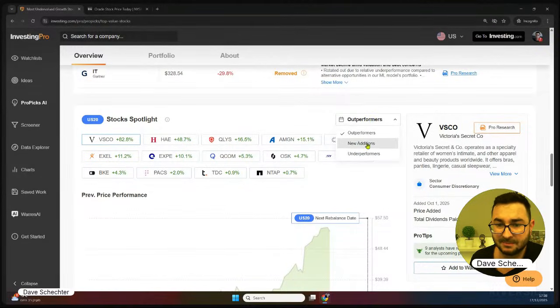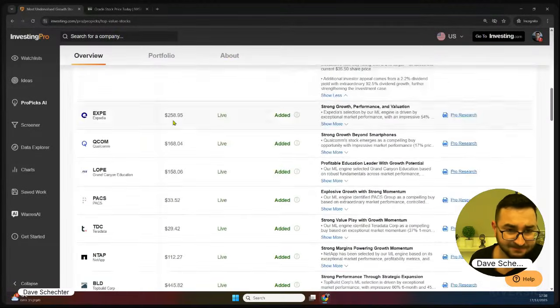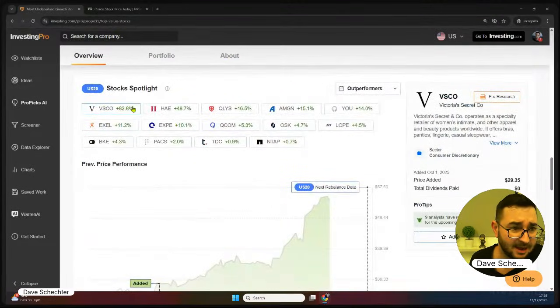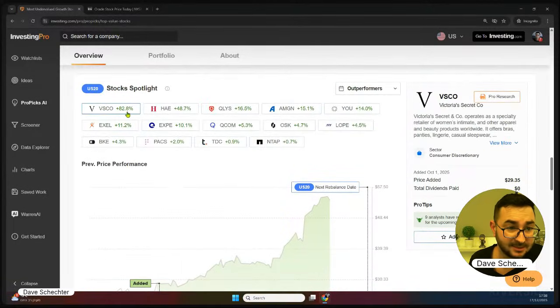Now, the segment directly below that is something called Stock Spotlight. You can take a look at the outperformers, the underperformers, or the new additions. So in this particular strategy, which is top value stocks, we can see that Victoria's Secret, since it was added in October, was an excellent selection as it's up 82.8%.